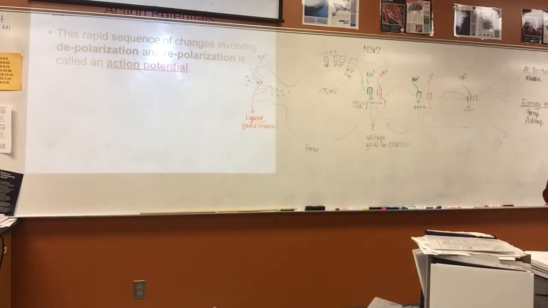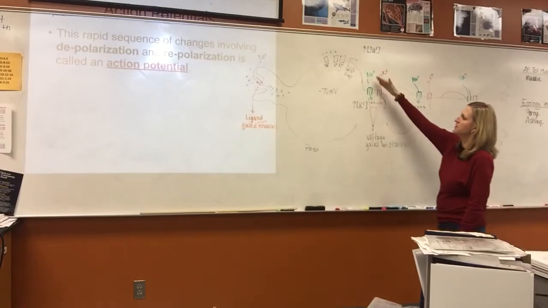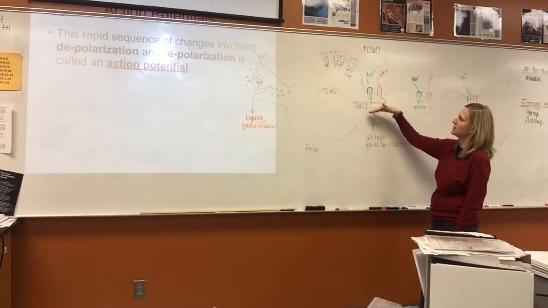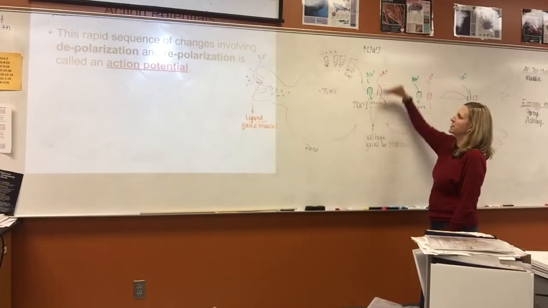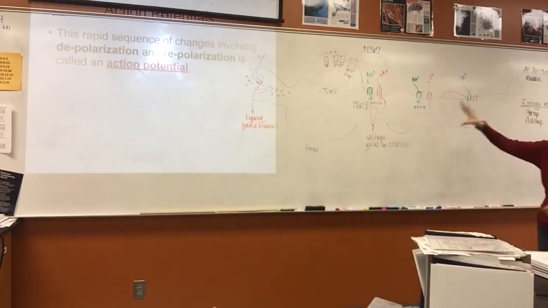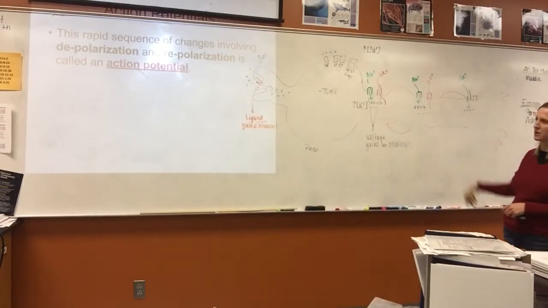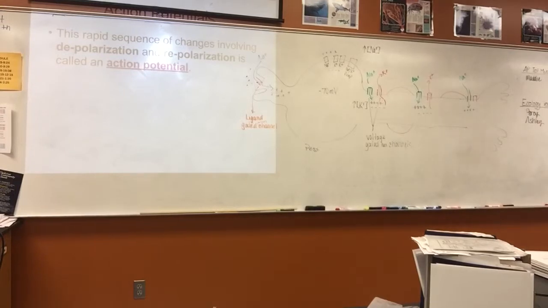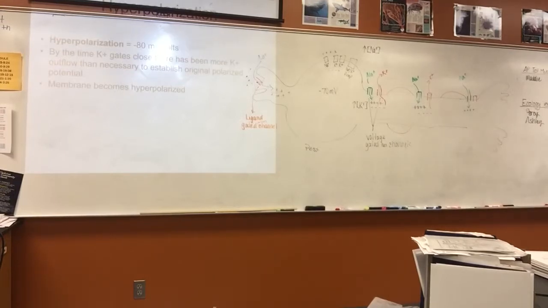So this rapid sequence of changes involving depolarization and repolarization is called an action potential. So at this node, it becomes depolarized, the sodium goes in, triggers depolarization here, but then it repolarizes, and that's an action potential. So that's the graph that we looked at yesterday. So then let's talk about this part of the graph called hyperpolarization.